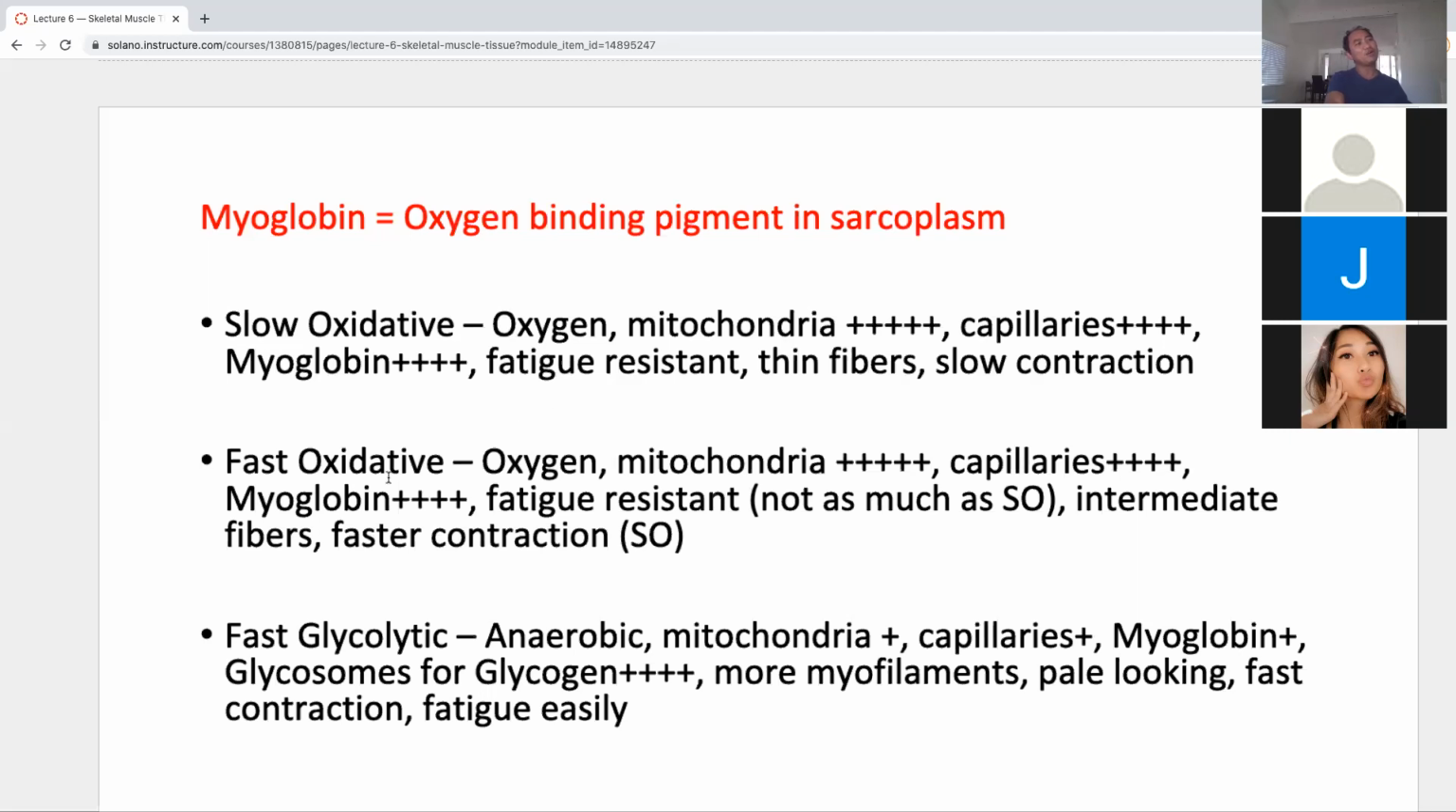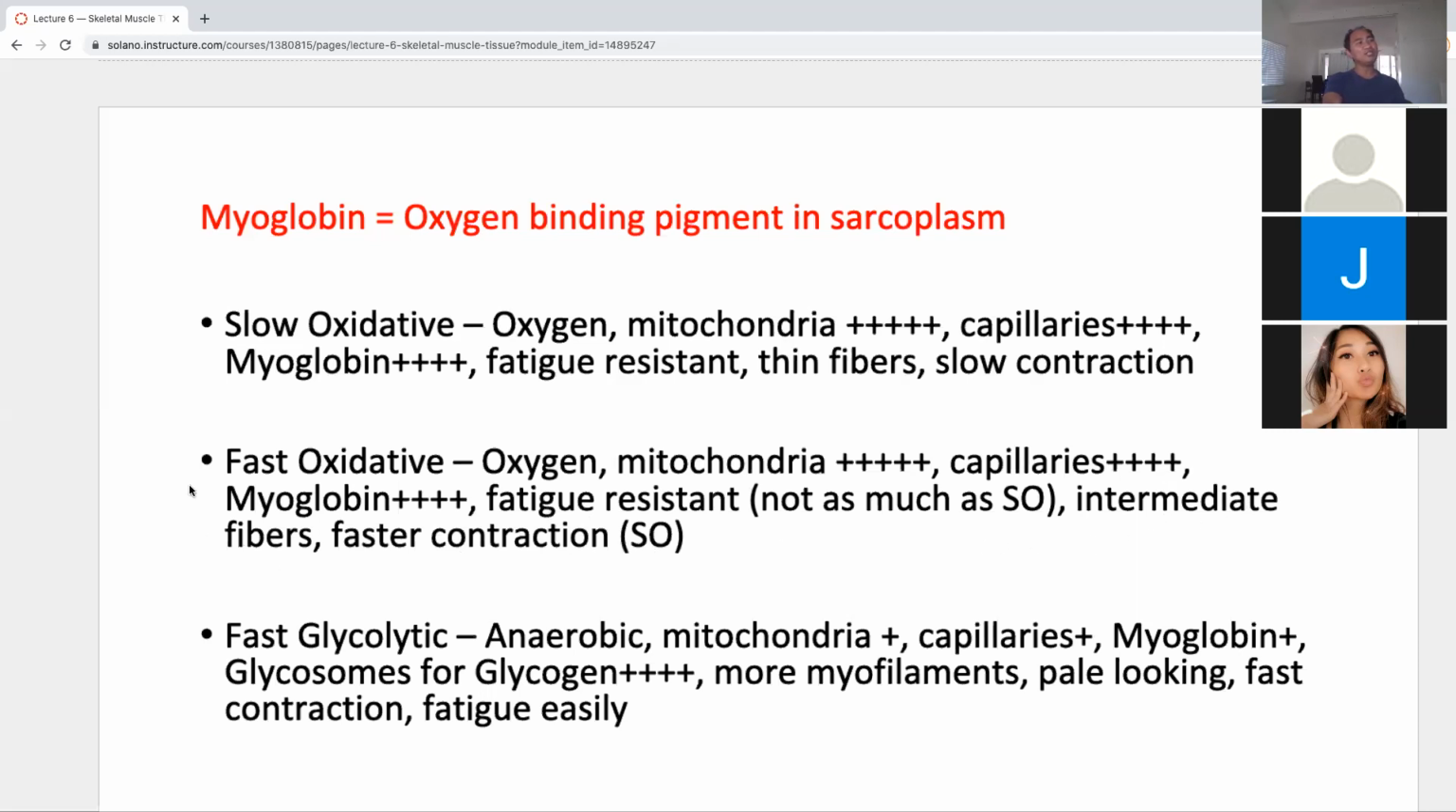So what about the fast oxidative fibers? The name, fast, means they contract fast. Oxidative means they are going to use oxygen. Because of oxygen, they need a lot of mitochondria. They have lots of capillaries. They have lots of myoglobin. They can be fatigue resistant, but not as much as slow oxidative. So their muscle size is intermediate.